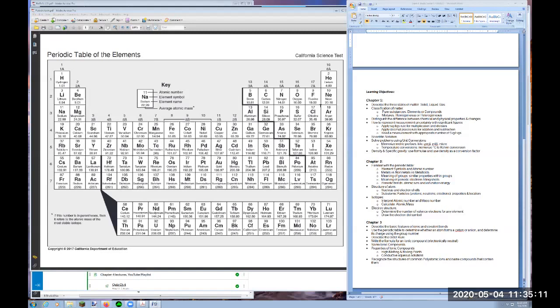Determine the number of valence electrons from any element, and we saw that the number of valence electrons is the group number for all the A groups. It doesn't work for the B groups, but for all A groups. So for example, group 1A, they have 1 valence electron. 2A, 2 valence electrons. 4A, 4 valence electrons. 5A, 5 valence electrons. 7A, 7 valence electrons. 8A, they have 8 valence electrons except helium.